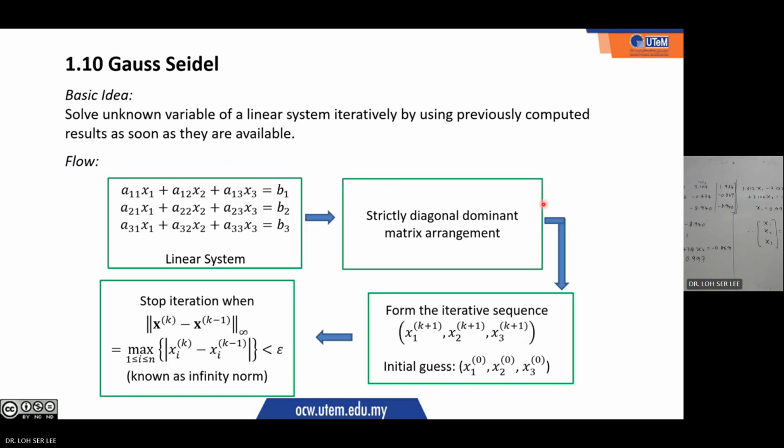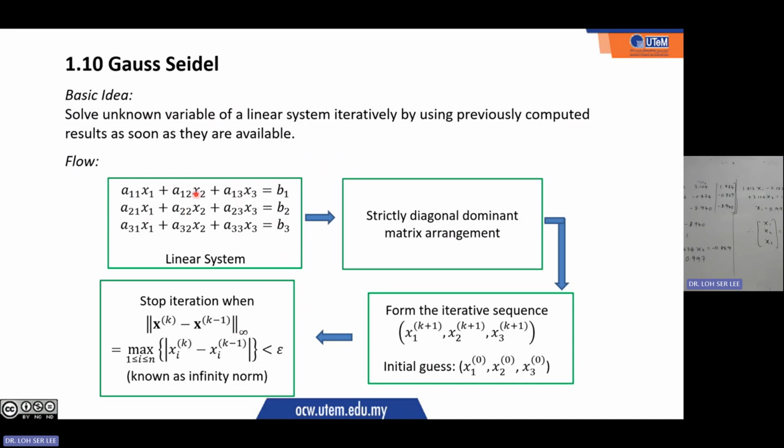Now we look at the flow and also the basic idea of this Gauss Seidel. We will solve the unknown variables, which means the x1, x2, x3s. We want to solve the unknown variables of a linear system iteratively. Iteratively means repeatedly, by using previously computed results as soon as they are available. This one I will show you on the whiteboard later. I show you this flow first.